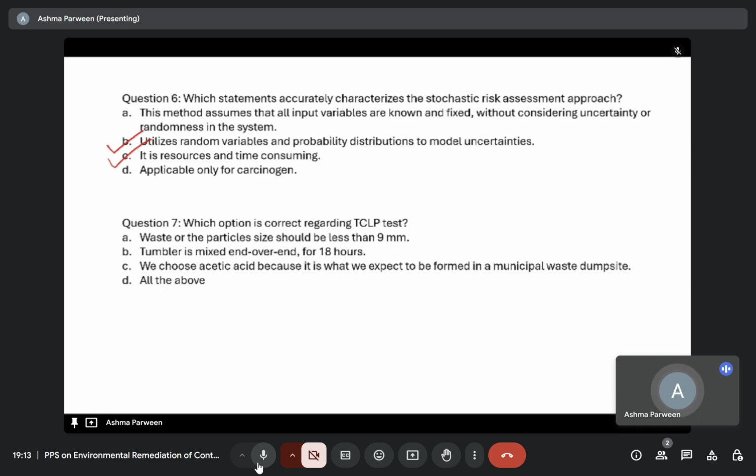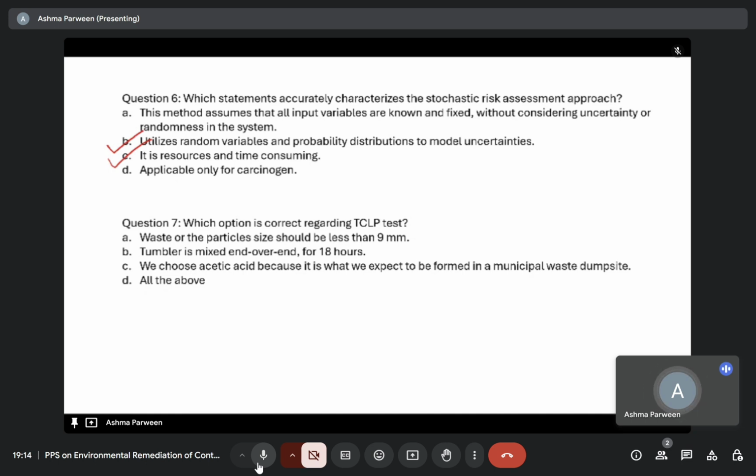Now let's move to the next question, which is question number 7. The question is, which option is correct regarding the TCLP test? The first is that the waste particle size should be less than 9 mm. B: the tumbler is mixed end over end for 18 hours. And C: we choose acetic acid because it is what we expect to be formed in a municipal waste dump site. Or D, all of the above. So we have to find out which of the following are correct options.